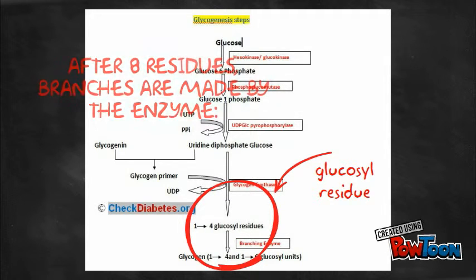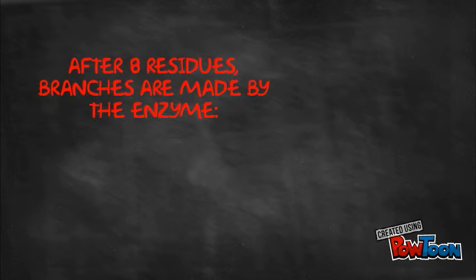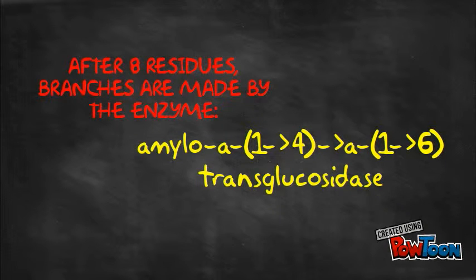Also, after 8 residues, branches are made by the enzyme called amylo alpha 1,4 to alpha 1,6 transglucosidase.